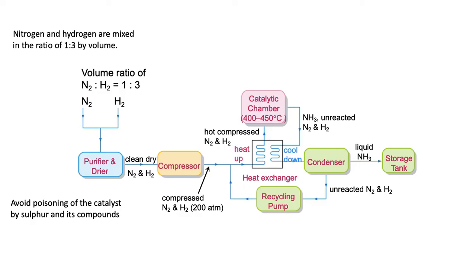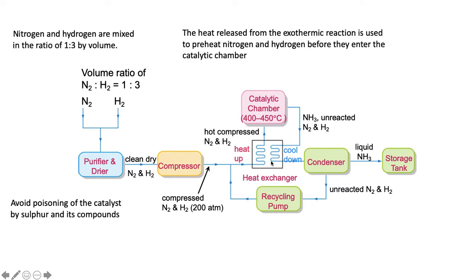After the gases are compressed, they are heated up to a certain temperature in degrees Celsius and sent to the catalytic chamber. In the catalytic chamber, there is finely divided iron as a catalyst, and after the reaction, ammonia is produced. The ammonia produced will then be cooled down and condensed to become liquid, and after that, it will be stored in a storage tank. The unreacted nitrogen and hydrogen gas will then be sent to the recycling pump.